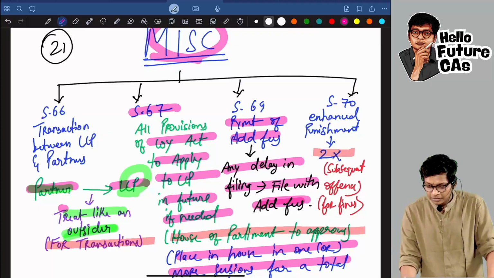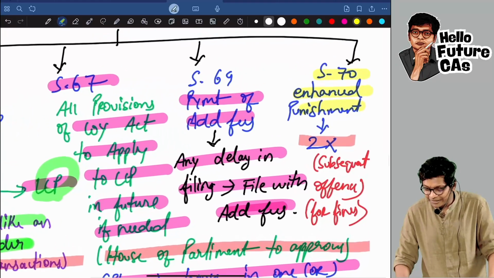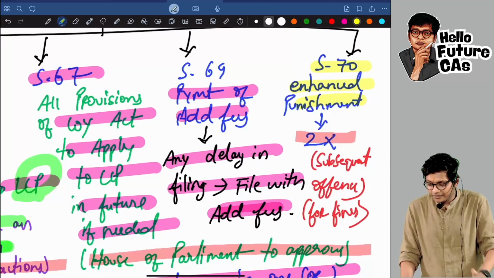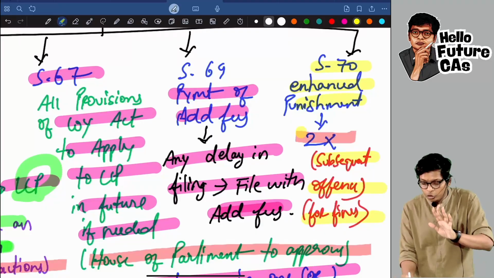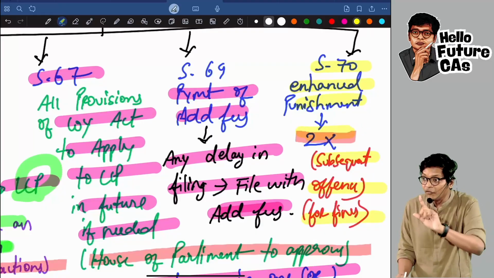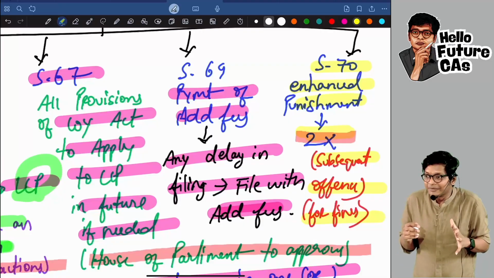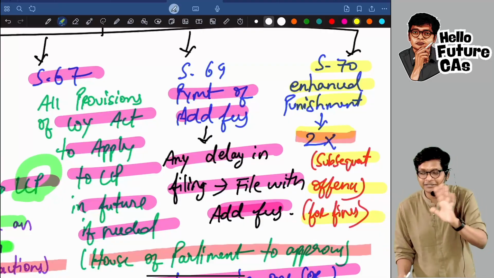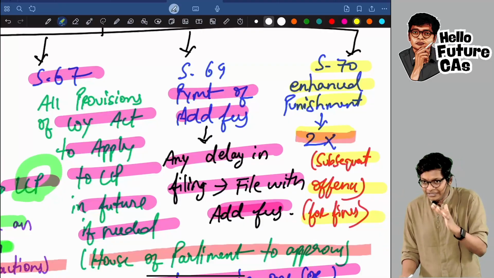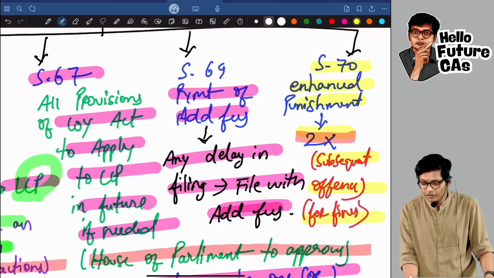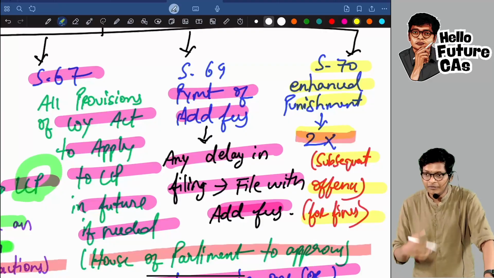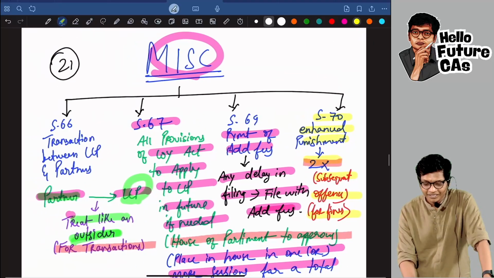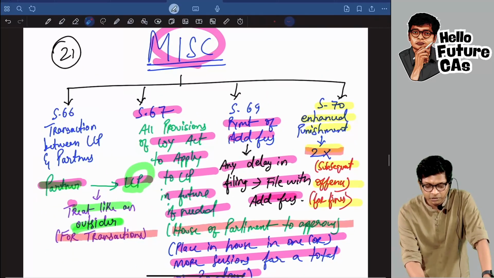Next, section 70, enhanced punishment. Sometimes again Vishnupriya is back with more offenses. For only fines, 2x of the fine will be done, not for imprisonment. So 7 years imprisonment, 2x, go for 14 years? No. Anything with a fine can be doubled. When I repeat the same mistakes again and again, sir, I will do enhanced punishment. Are you following? These are some miscellaneous concepts.